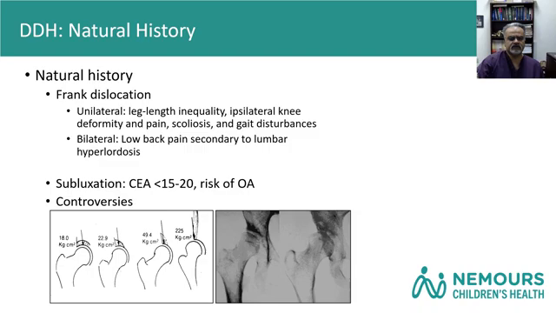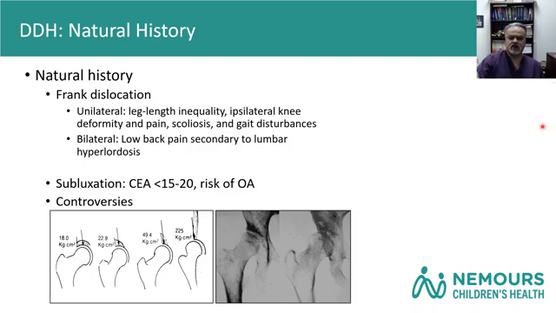Looking at the natural history of untreated DDH, we know that for frank dislocations, for a unilateral dislocation, there's going to be leg-length discrepancy, and it can lead to ipsilateral knee deformities, limb length discrepancy, scoliosis, and gait abnormalities. If the dislocations are bilateral, then oftentimes they end up with lumbar hypolordosis and then an increase in low back pain down the road.